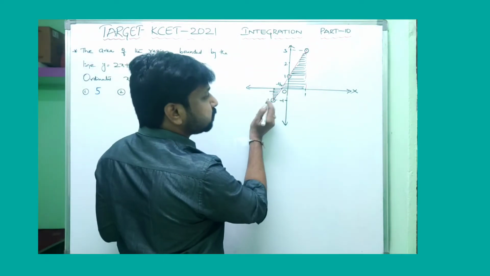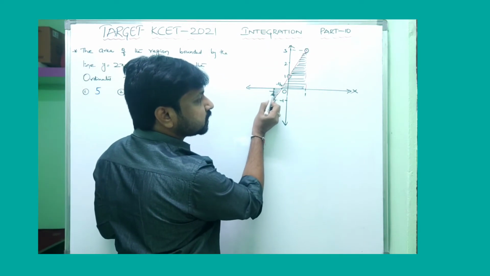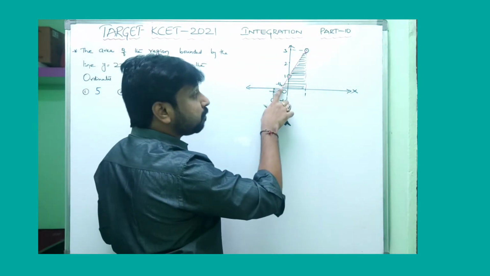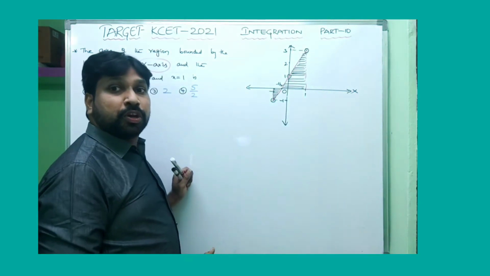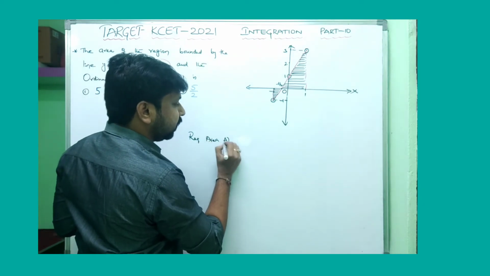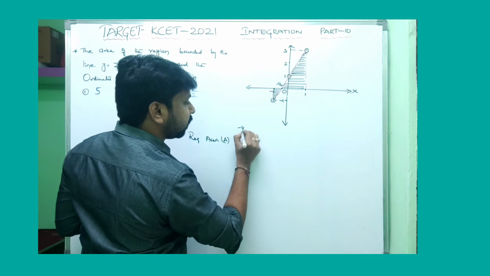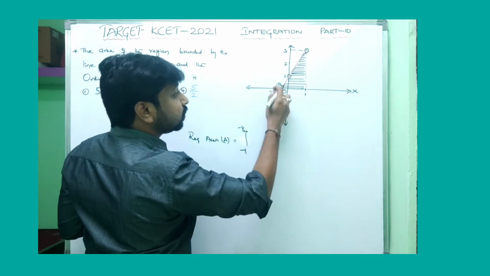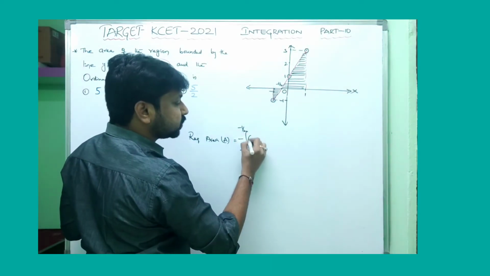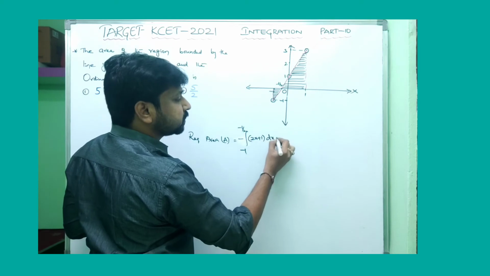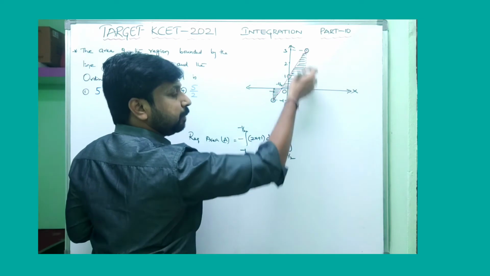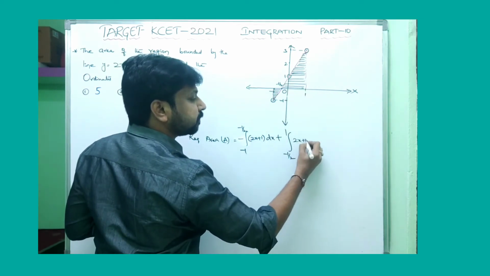So the splitting is from -1 to -1/2, which is the lower part, meaning negative area, and -1/2 to 1, positive area. That is what your required area becomes. Required area A is the integral from -1 to -1/2 of y dx, with y negative because it is in the downward direction, so minus of (2x + 1) dx, plus the integral from -1/2 to 1, the completely positive part, of (2x + 1) dx.